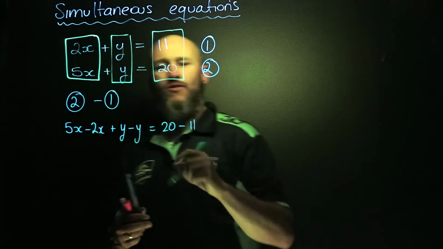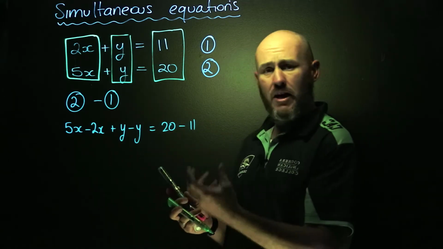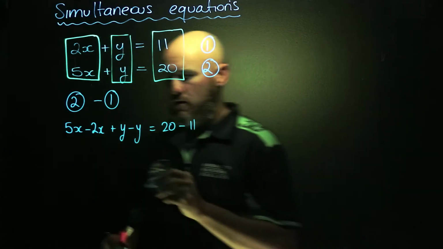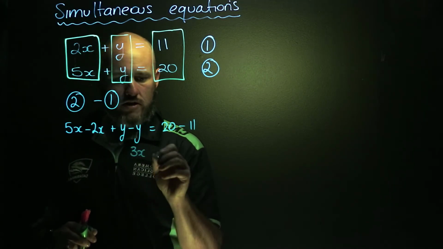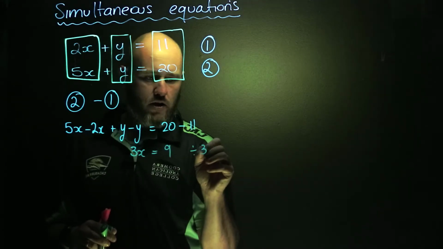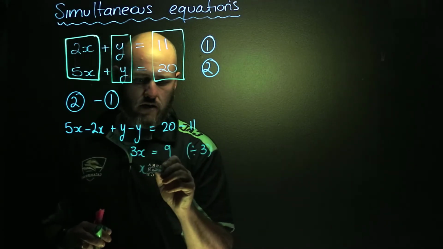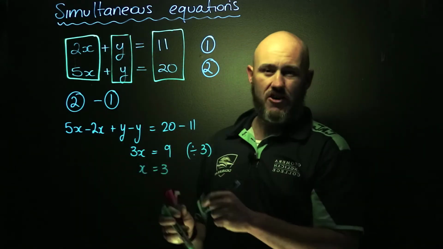And so naturally we have no y's left in the equation, and we're back in a situation where it's just x's and a number, and we can solve for x. So 5x minus 2x is equal to 3x, y minus y is 0, and 20 minus 11 is equal to 9. Because we now divide by 3, we get x equals 3. And we use that x equals 3 in either one of our equations.